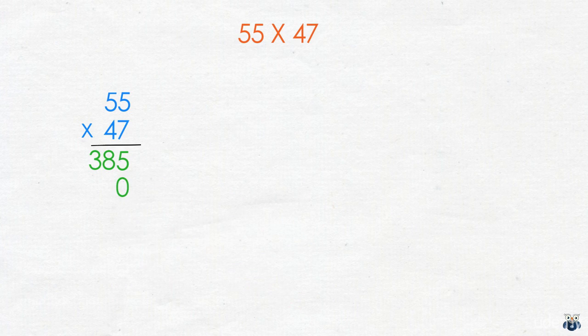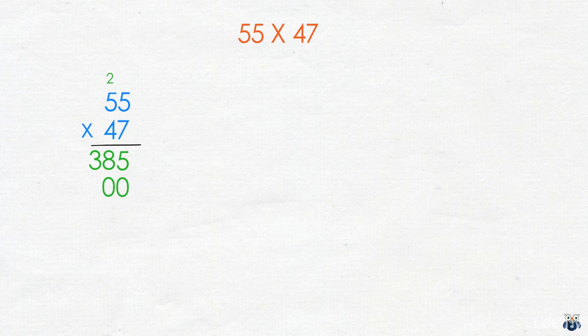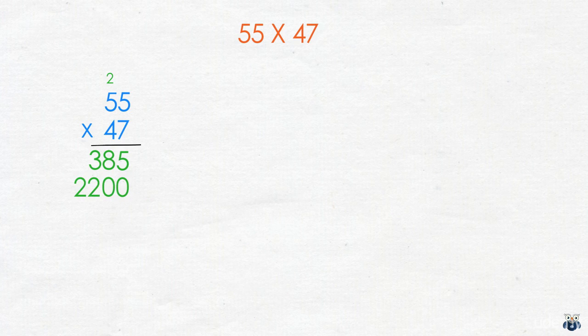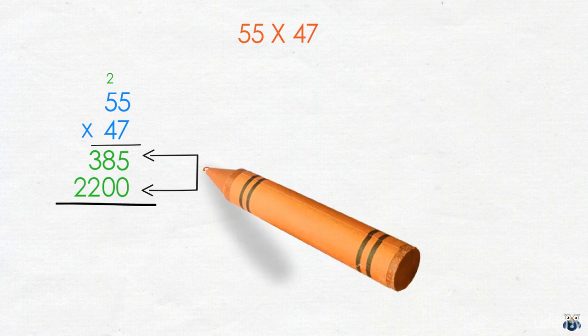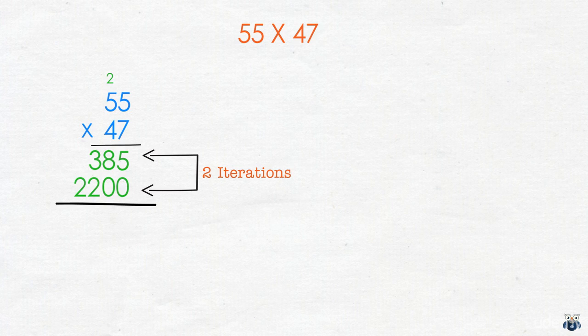We then multiply 55 with 4. 5 fours are 20, and we carry over the 2. 5 fours are 20 again, and adding the 2 we get 22. As you can see, we made 2 iterations to get to this stage.